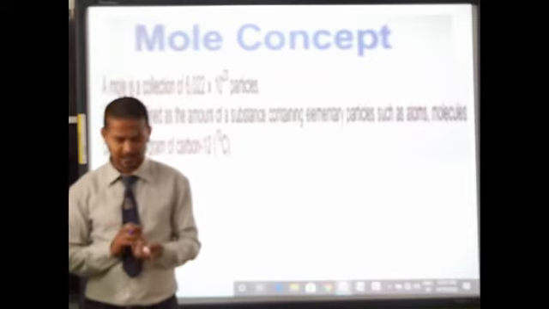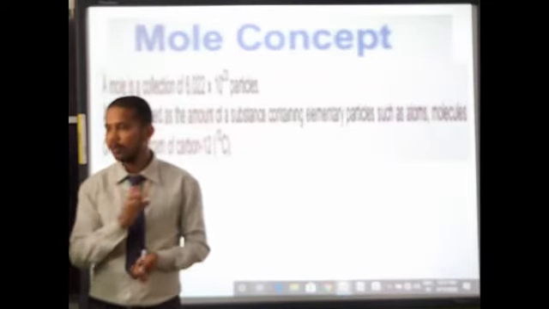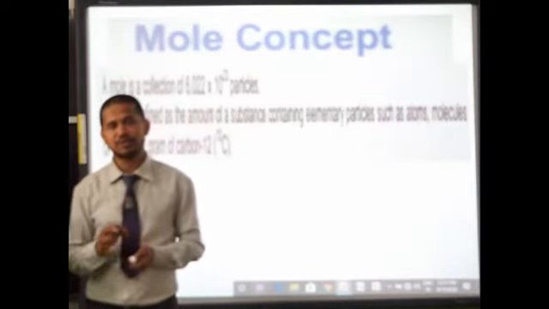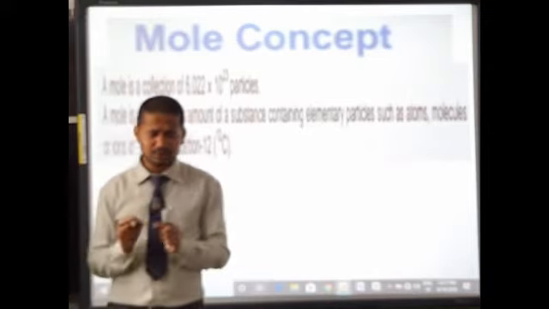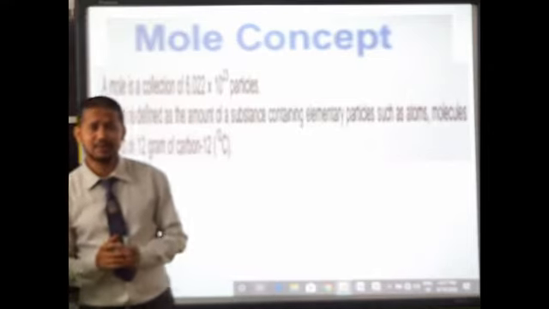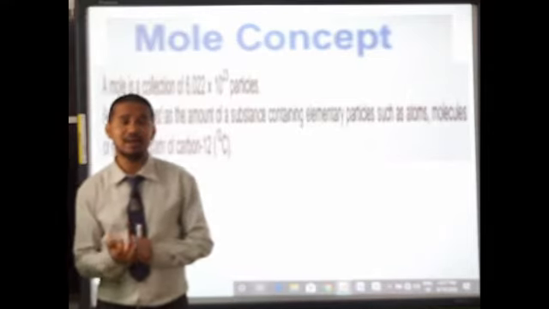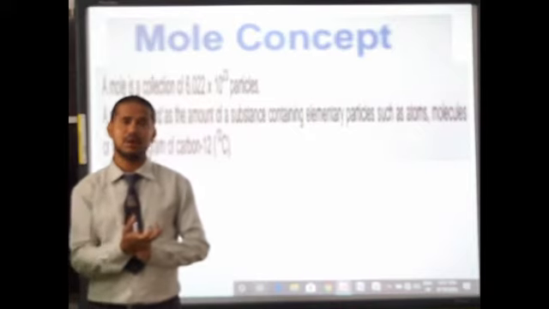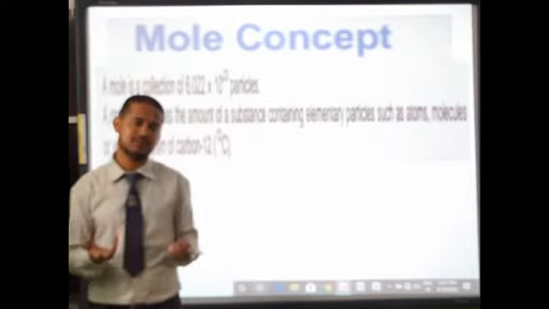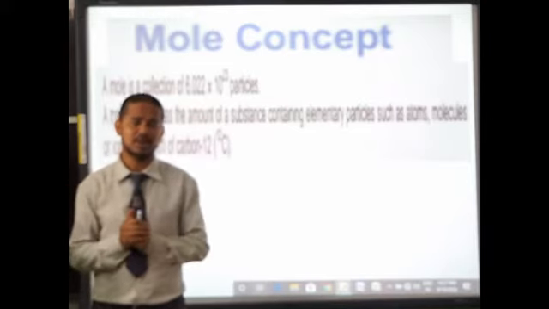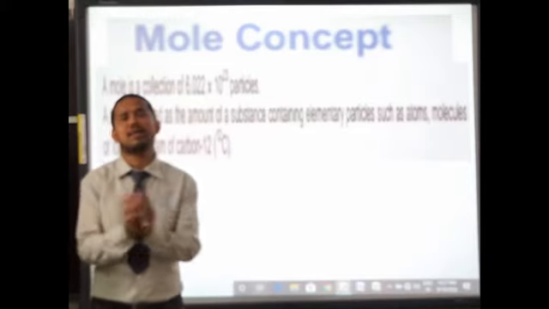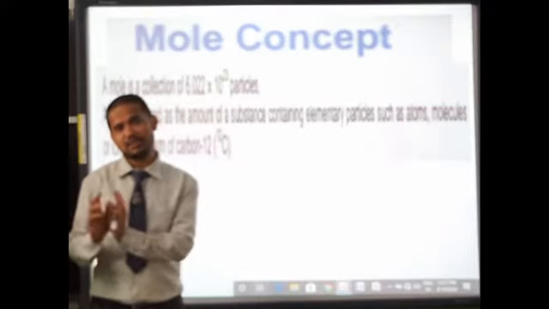Then the mole concept. A mole is a collection of 6.022 into 10 to the power 23 particles. So this mole exactly means a kind of a dozen. 1 dozen means 12. 1 dozen potato means 12 potatoes. 1 dozen mango means 12 mangoes. 1 dozen apple means 12 apples. 1 dozen egg means 12 eggs.